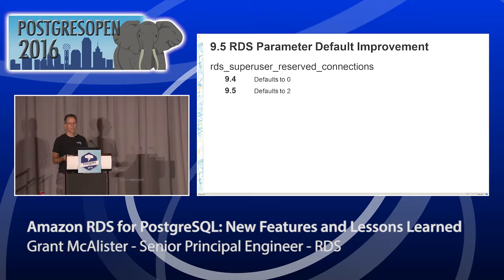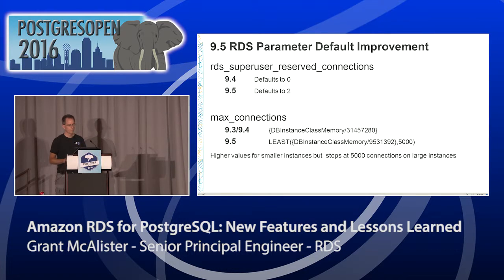But when we introduced this in 9.4, it was in the middle of 9.4, and we didn't want to make that change an actual change for folks. So we set it to 0 to start with. You can obviously change this to 2, but with 9.5, we're starting with a default of 2. That does mean your number of total max connections will be slightly smaller because of those two, but in general, this is a good safety net.